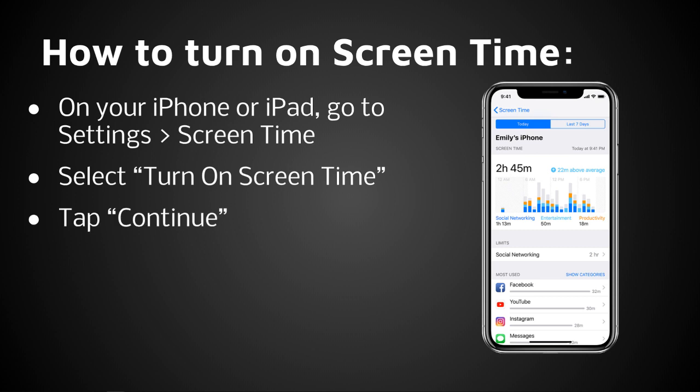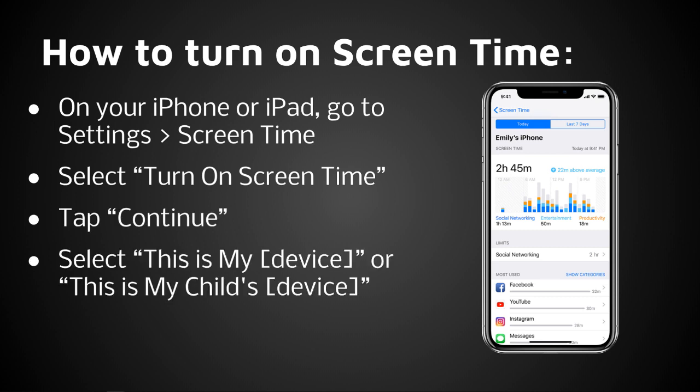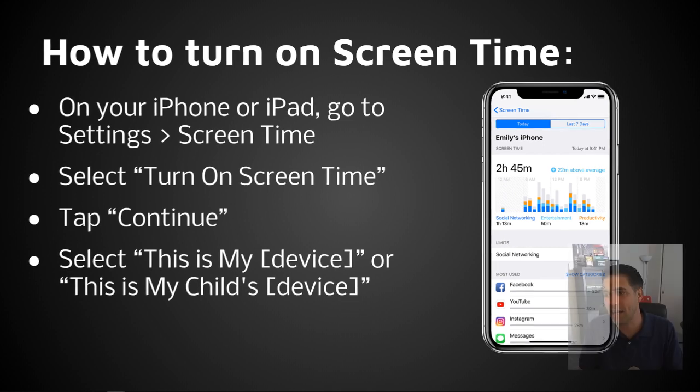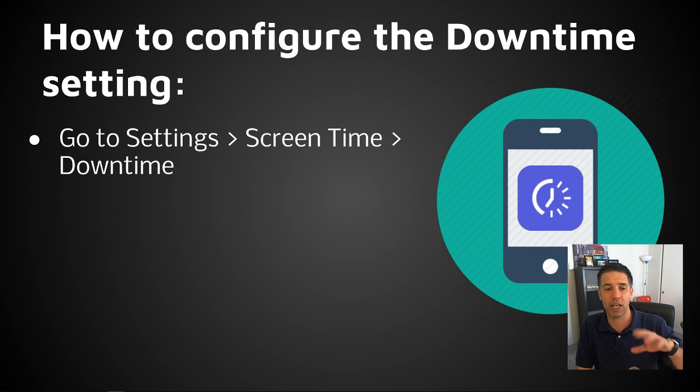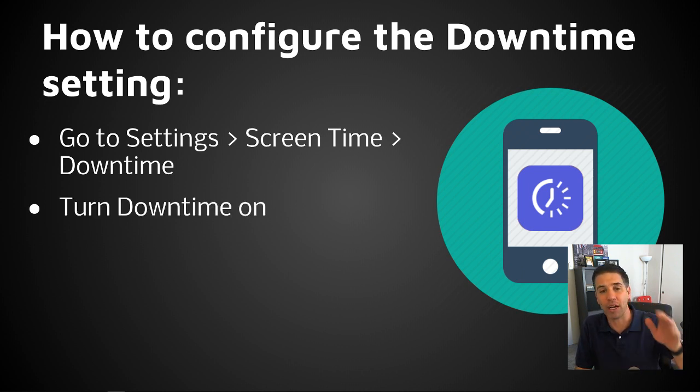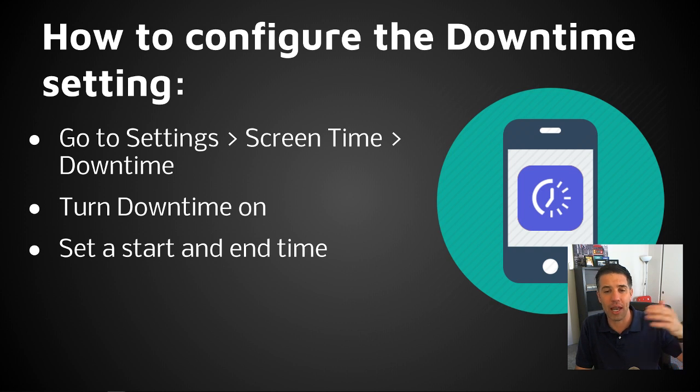Select Turn on Screen Time, select Continue. You can select This is my device or This is my child's device, and that's how you're going to set this up for your kid. Now, how to configure the downtime setting. Go to Settings, Screen Time, Downtime. Turn downtime on. Set a start and end time.